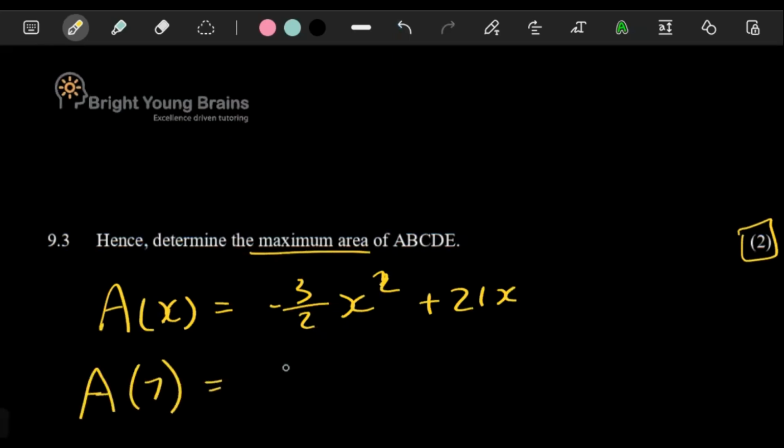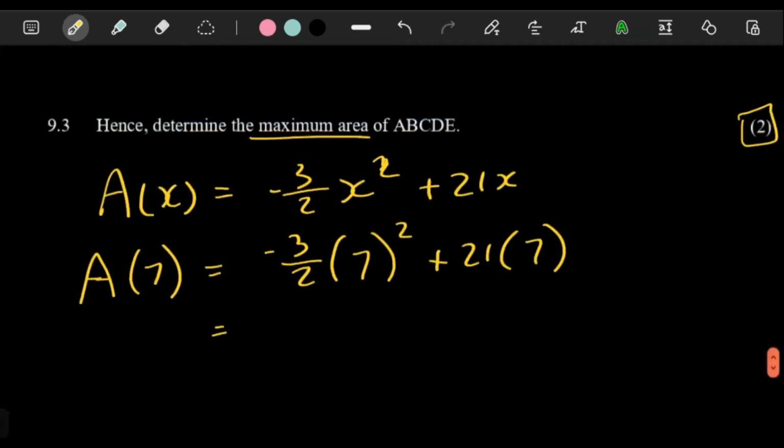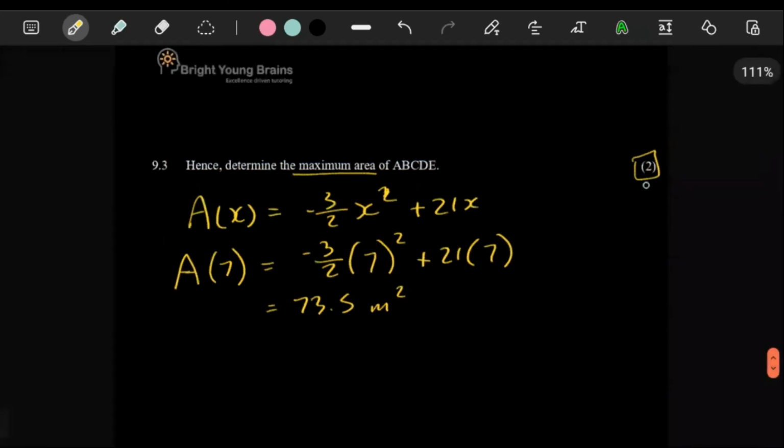So let's see here, 7 over there, negative 3 over 2, 7 here, squared, 21 with the 7 there. All this we have to put in the calculator. So 3 over 2, 7 squared, 21, the 7 over there. This is 147 over 2. So that's our maximum area. In decimals, it's going to be 73.5 meters squared. And then they're going to give us 2 marks for that.